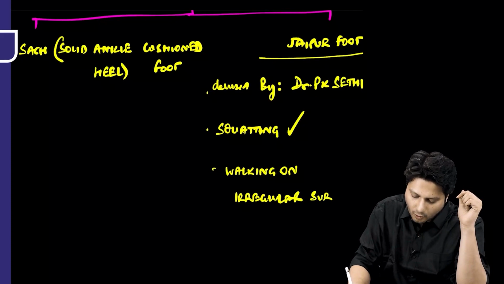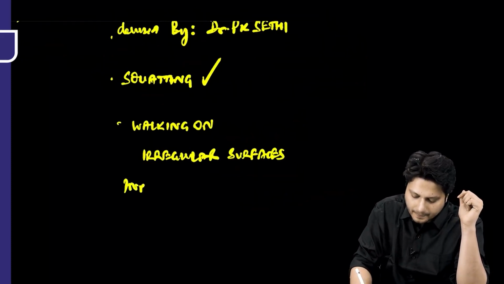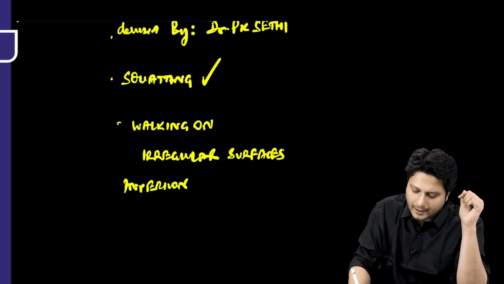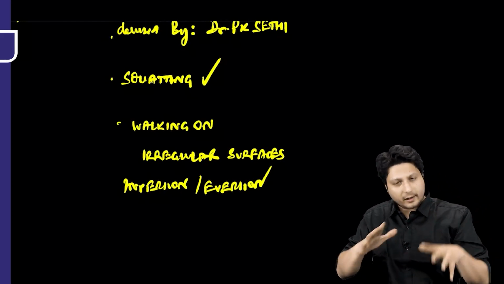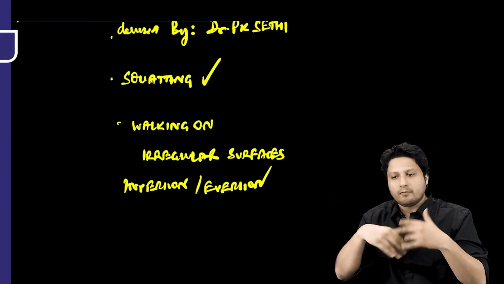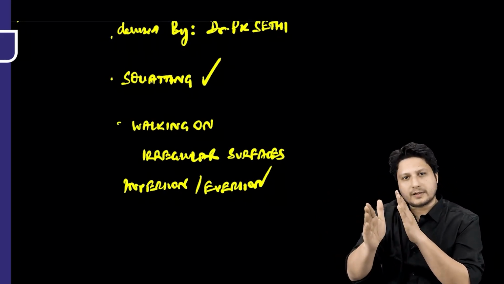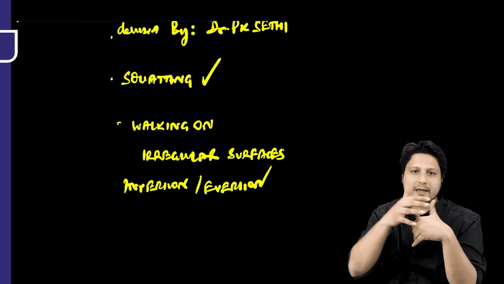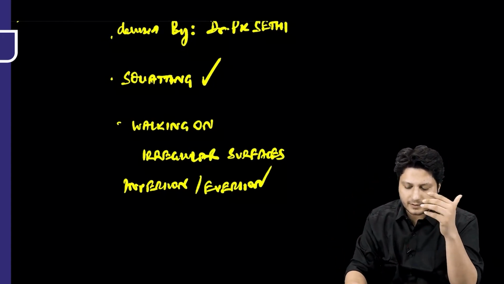Walking on irregular surfaces is also possible because of inversion and eversion. Because the foot is not a solid structure, it is made up of rubber, so inversion and eversion are also a possibility. When the patient walks on irregular surfaces, they can get accustomed to those irregularities without any fear of a fall. So these are the advantages.